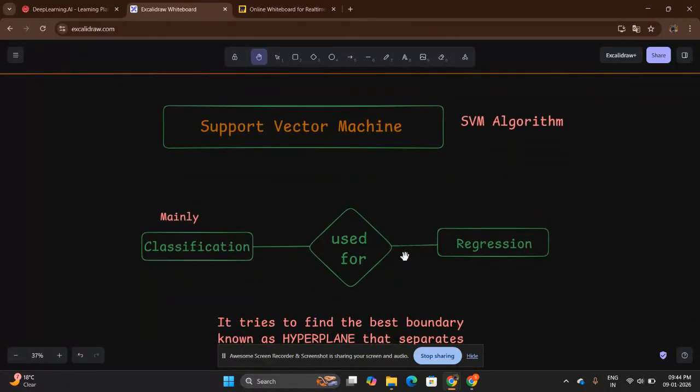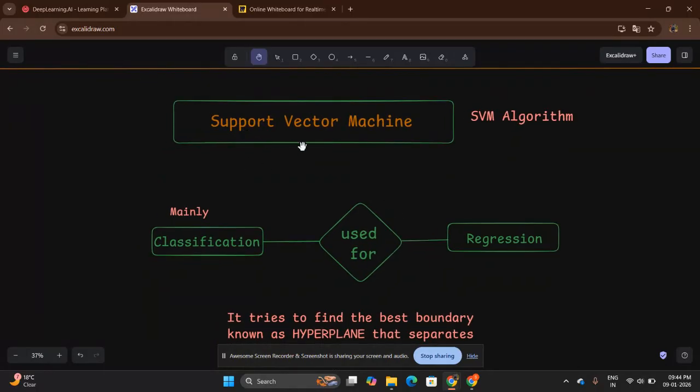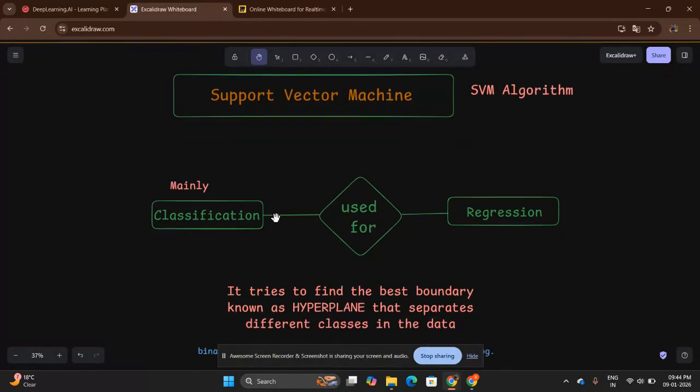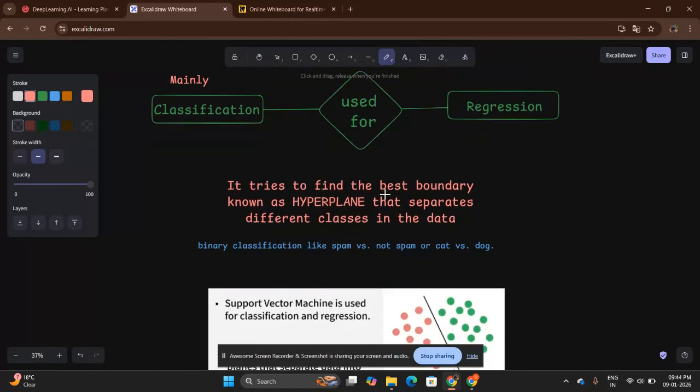Now in today's lecture, we are going to get a better idea about the support vector machine, that is the SVM algorithm. The SVM algorithm is also one of the supervised machine learning algorithms, which is mainly used for classification, but it can also be used for regression purposes. It tries to find the best boundary known as the hyperplane. Just remember the word. The boundary is called the hyperplane that separates the two different classes in the data.